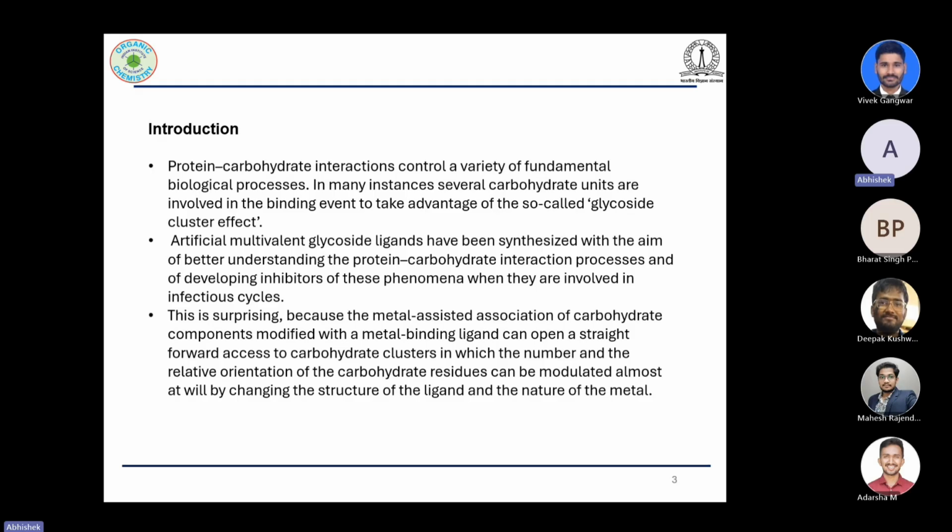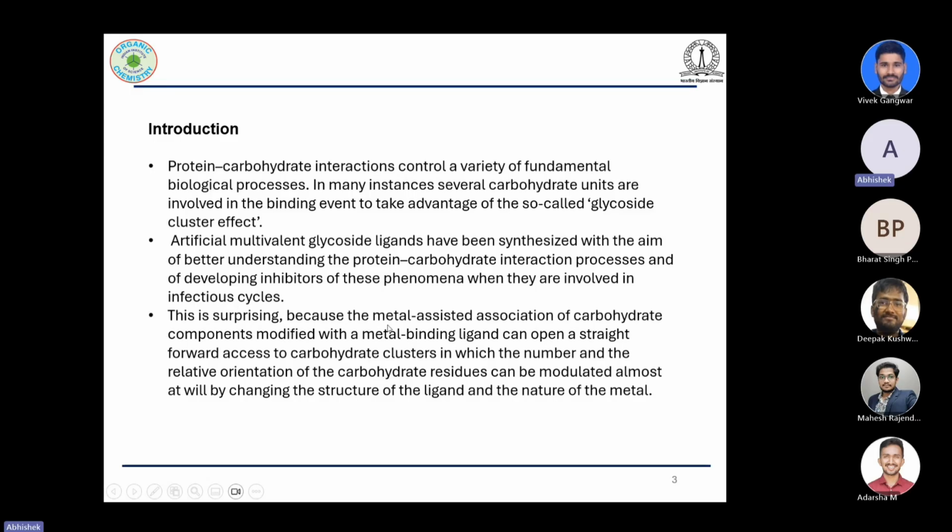Protein carbohydrate interactions control a variety of fundamental biological processes. In many instances, several carbohydrate units are involved in the binding event to take advantage of the so-called glycoside cluster effect. Artificial multivalent glycoside ligands have been synthesized with the aim of better understanding the protein carbohydrate interaction processes and of developing inhibitors of these phenomena when they are involved in infectious cycles.